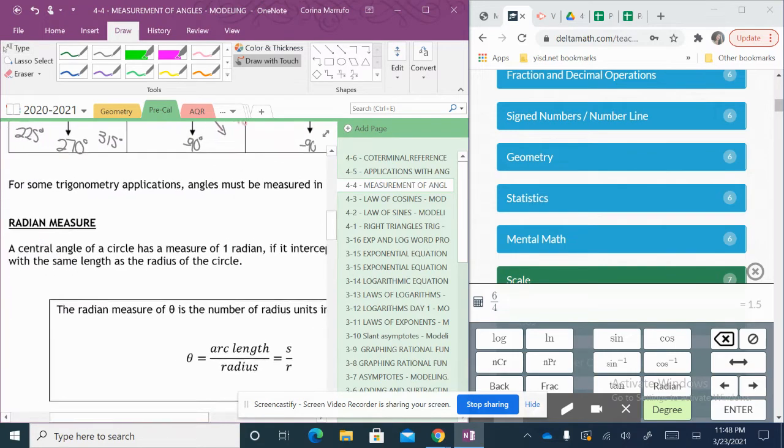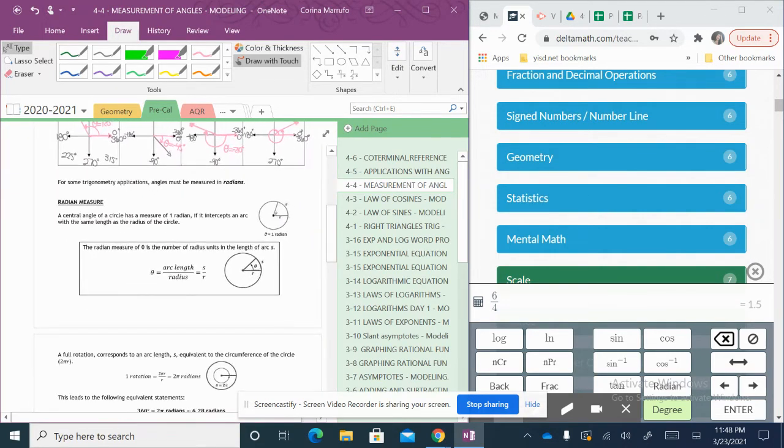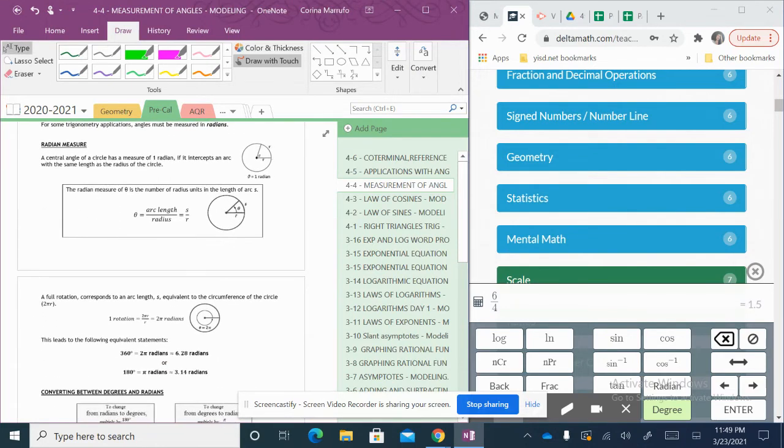All right, and then let's see. For some trigonometry applications, angles must be measured in radians. Your radian measure: a central angle of a circle has a measure of 1 radian if it intercepts an arc with the same length as the radius. So here theta is equal to 1 radian.